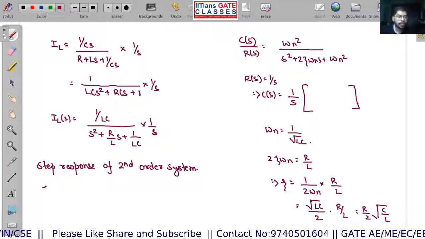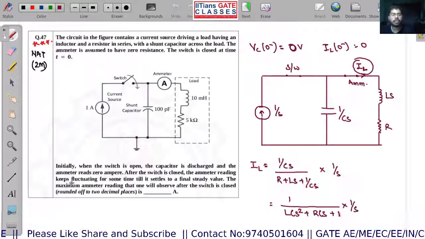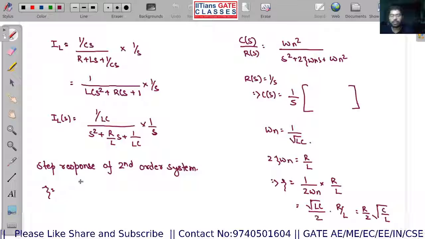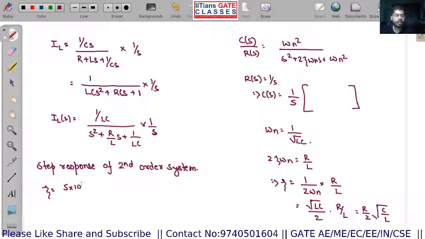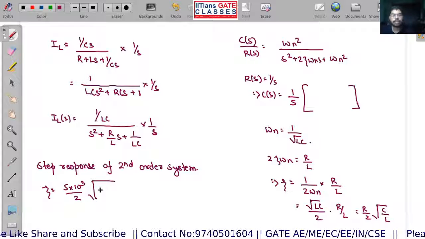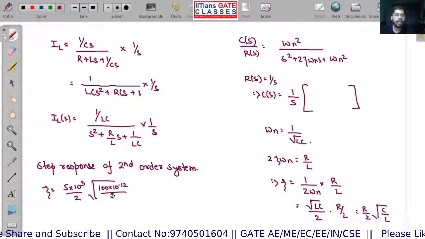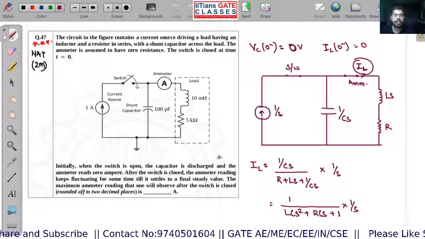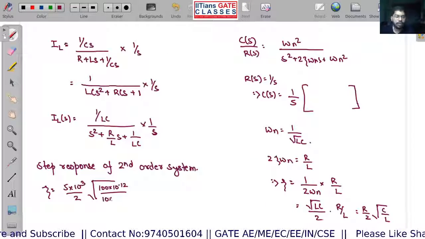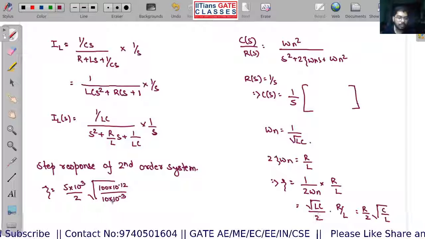So now let me calculate the value of zeta. Zeta comes out to be R by 2. What is the value of R? It is 5 kilo ohm. So 5 into 10 to the power 3 divided by 2 under root of C by L. C is 100 picofarad and L is 10 millihenry, so 10 into 10 to the power minus 3. Solve very carefully. This comes out to be what?